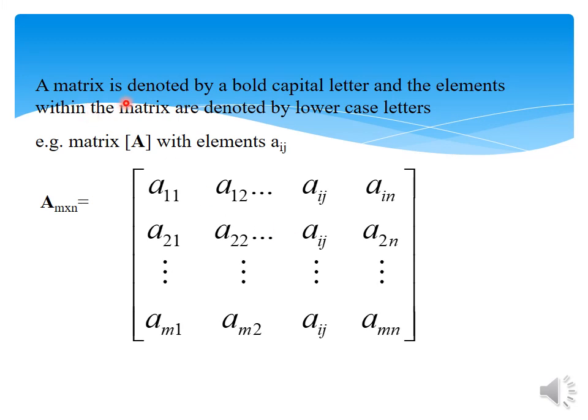Now students, a matrix is denoted by a bold capital letter, and the elements within the matrix are denoted by lowercase letters. Example, matrix denoted by capital A with the element a_ij. In the subscript, the i-th represents the row and the j-th represents the column. So a11 entry, and so on, a12, and so on up to a_1n. Similarly, column-wise a11, a21, and so on up to a_m1. And similarly, the last term is a_mn. This is the general form of a matrix. How to write a matrix in general form.